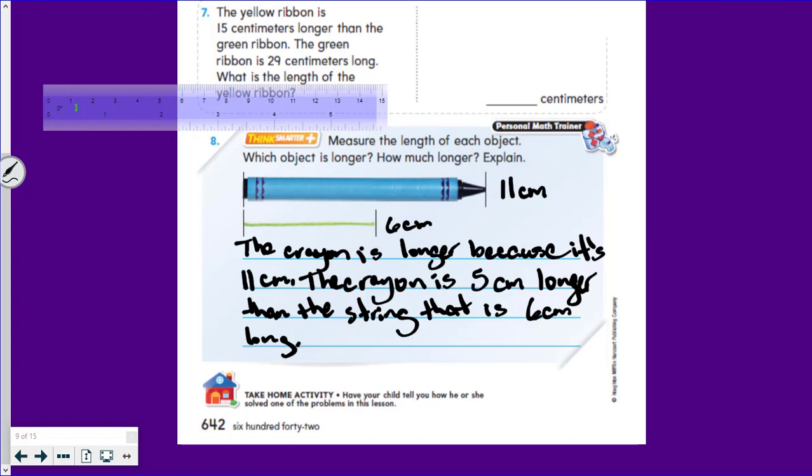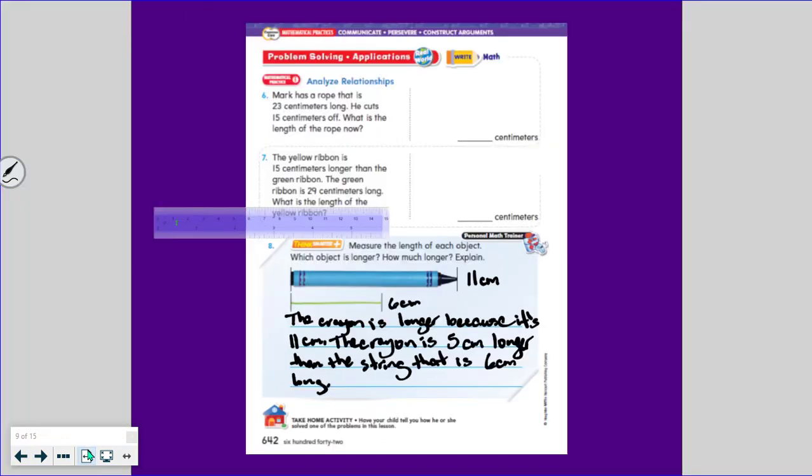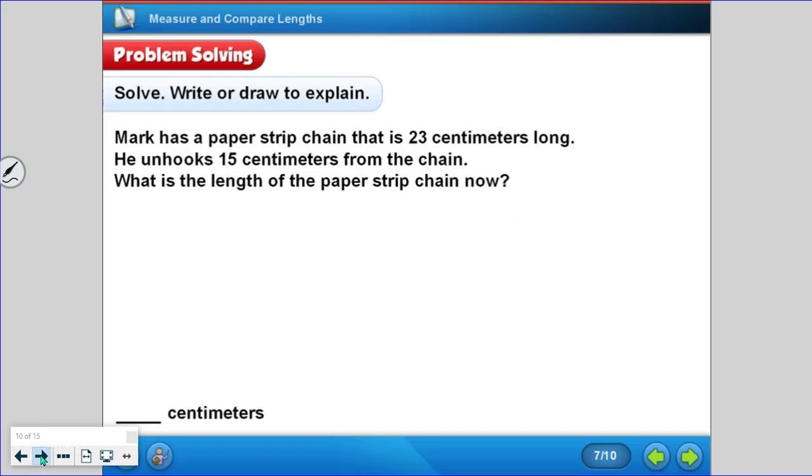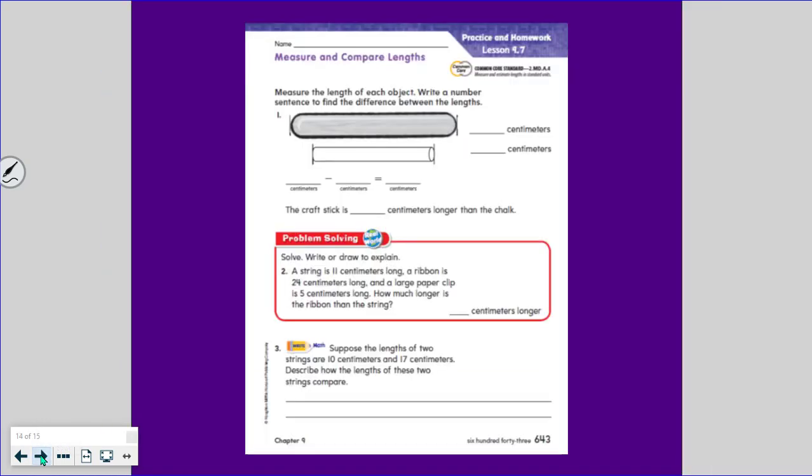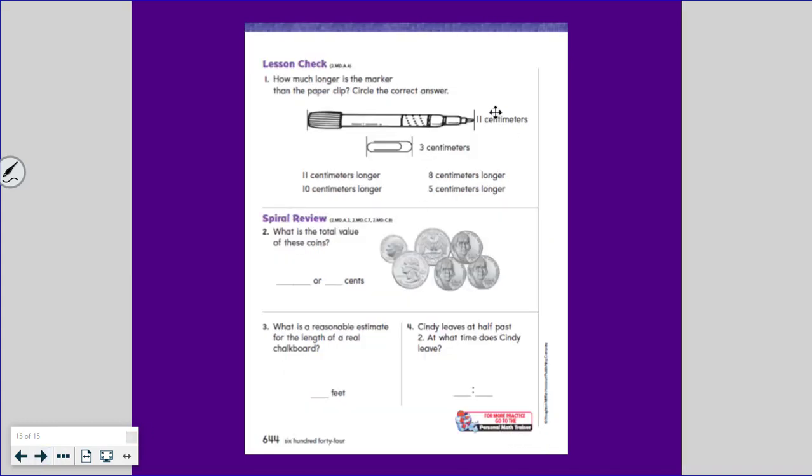All right, I think that wraps it up for the work that we're going to do together today. So now you're going to be working on your own. The homework pages today are page 643 and 644. You're going to work through that on your own today. You're going to do a problem like we've already done. Got a couple of story problems, and then on the second page, again, another problem like you've already done. And then spiral review, you're going to figure out the value of these coins, and then answer a couple questions down here at the bottom. All right, good luck with your assignment.